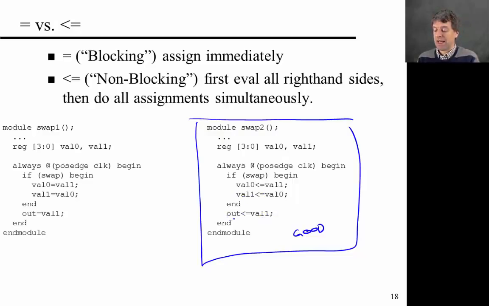And so at the end here, out is actually the original value 0, while here it's just the original value 1. So this code on the right hand side works, does the swapping of the values correctly, while the code on the left hand side does not do it correctly.